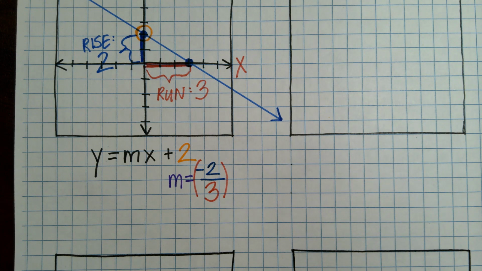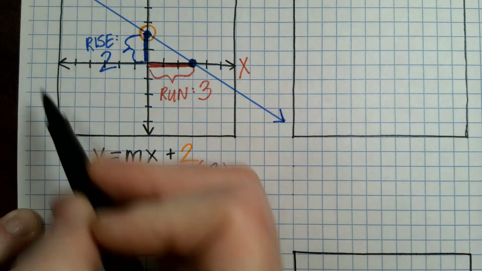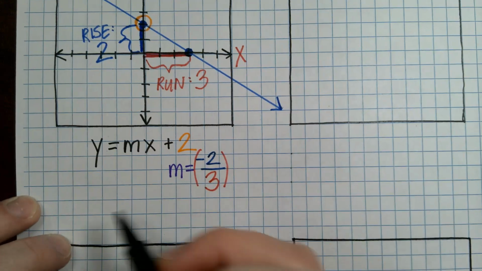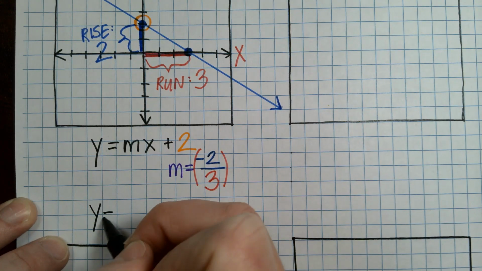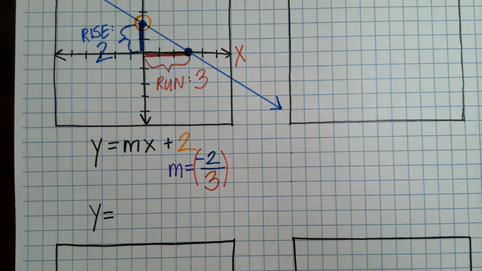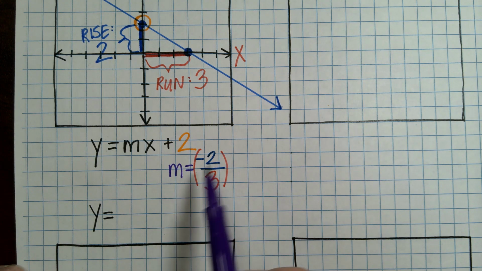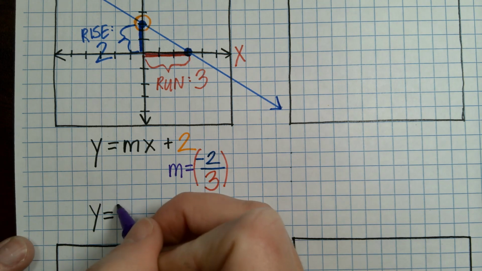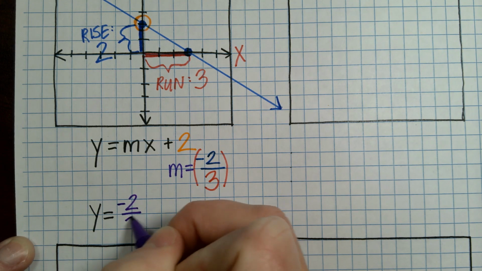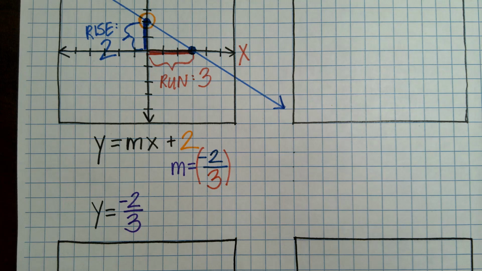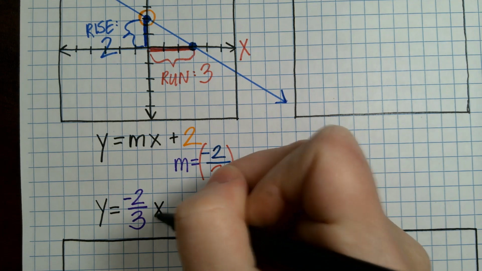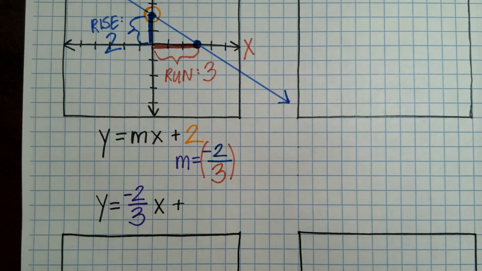Okay, so here's what my final equation is going to look like. It would be y equals mx, so my m is negative 2/3, plus b, which we found out earlier, my b is 2.